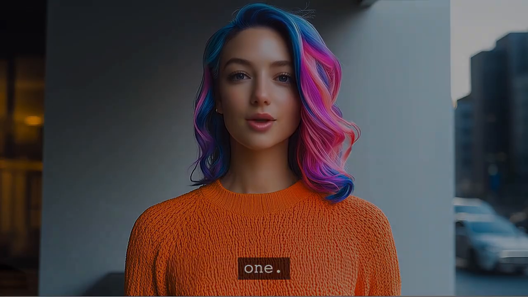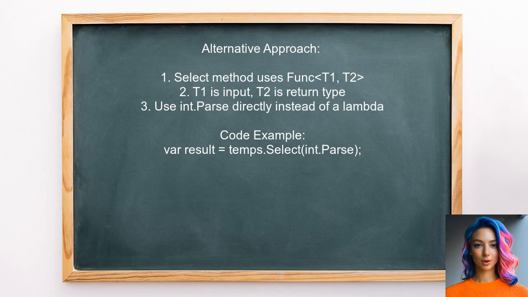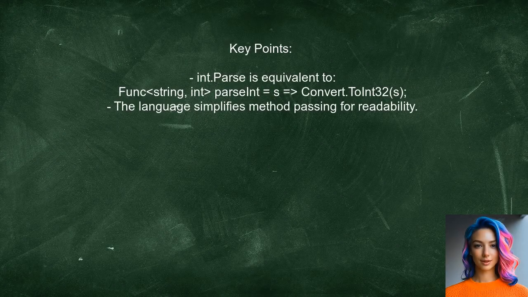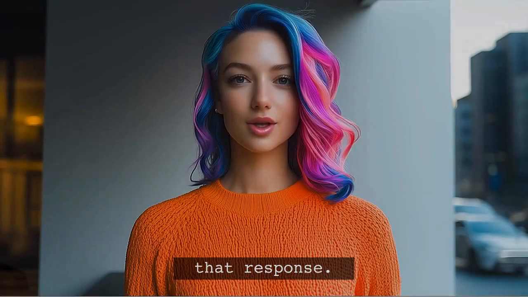Let's take a look at another one. An alternative approach explains that the select method takes a func parameter, where the first type is the input and the second is the return type. Instead of using a lambda expression, you can directly use a method like int.Parse. This makes the code cleaner and easier to read. The user notes that using int.Parse is equivalent to defining a func that converts a string to an integer. This allows for more concise code, as the language automatically handles the method passing. That's all for that response.